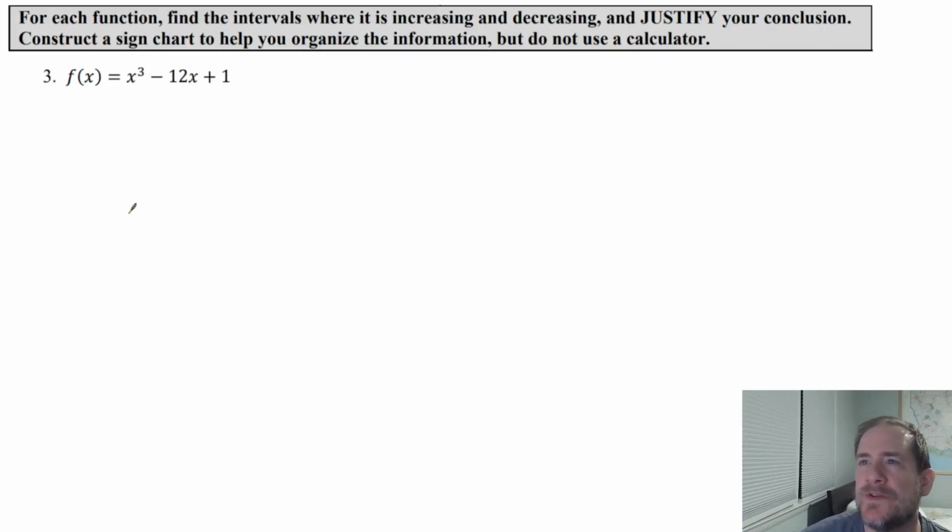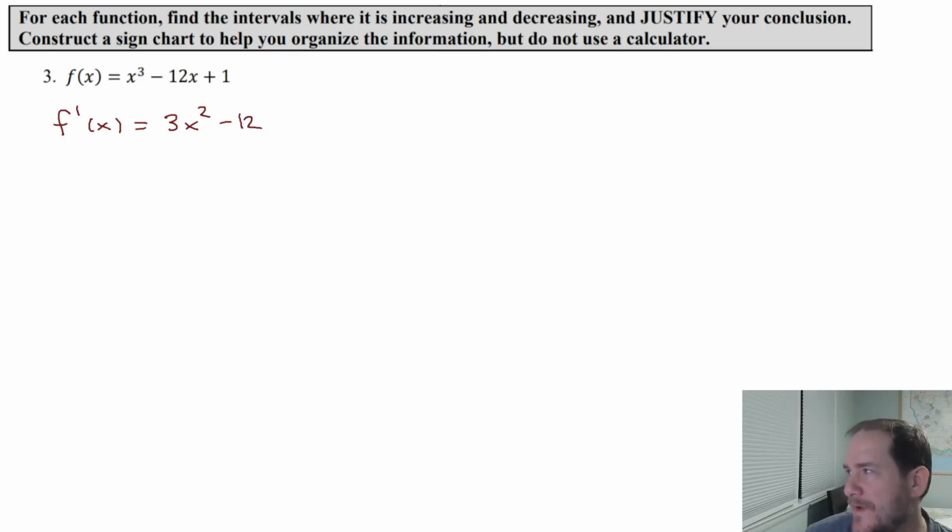Number 3 says for each function, find the intervals where it is increasing and decreasing and justify your conclusion. Construct a sign chart to help you organize the information, but do not use a calculator. So it's important to notice that this time we're given f. We're not given the derivative. This is f. So if we want to find out when f is increasing, we need to actually find the derivative.